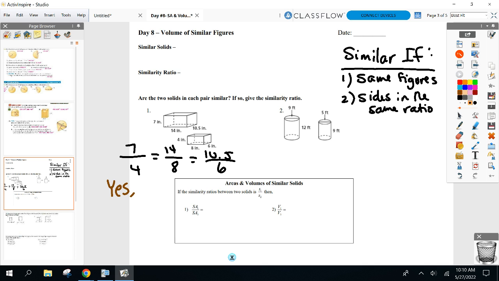And then just read the directions. If so, what's the similarity ratio? That's another name for S1 over S2. And there's a lot of different answers you could give here. Just give me two sides that match up for me. Okay, so there you go. Similarity ratio, 7 over 4. If you want to give me 14 over 8, that's fine too.